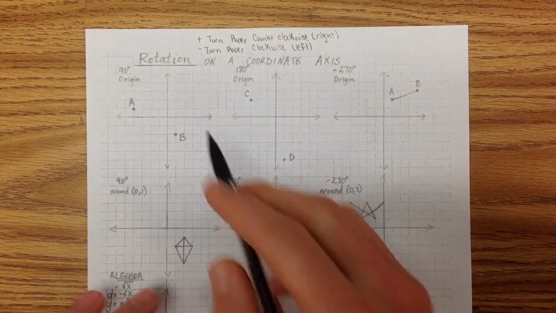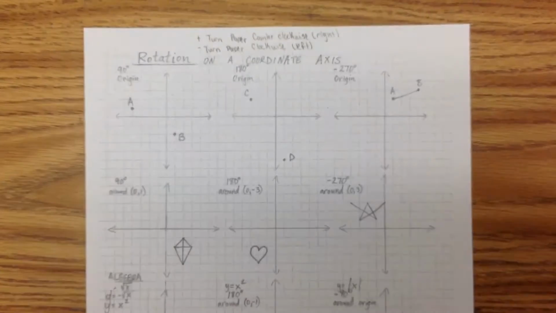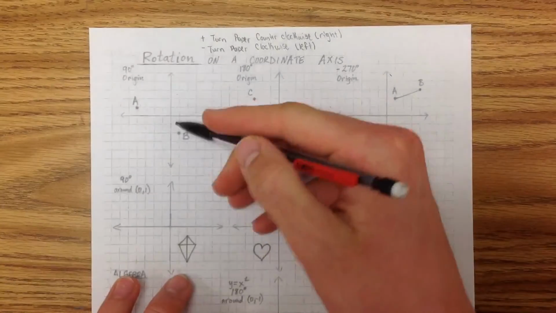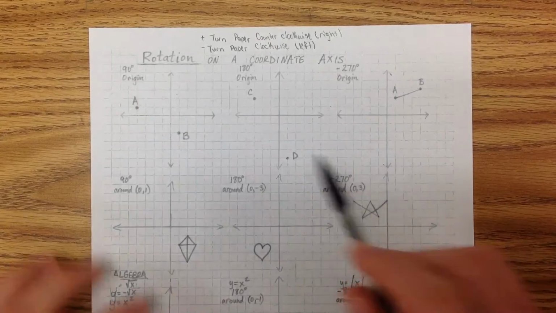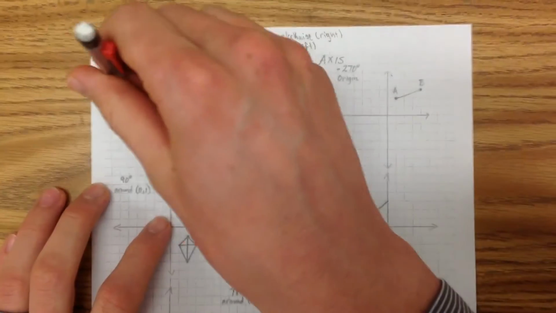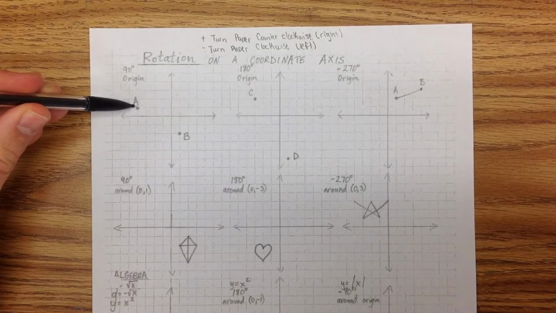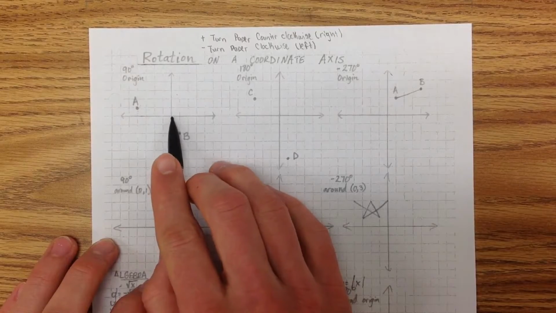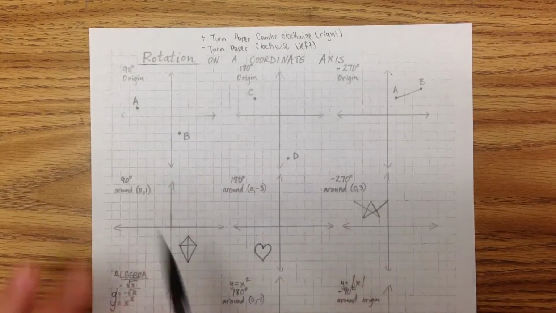All right, so on the coordinate axis, we're not going to be using a protractor. We're actually just going to use the points, the grid itself. So what that looks like, imagine I have this point here, A. Now it says I want to rotate it 90 degrees around the origin, this point right here, where the x and y axis meet, the origin.